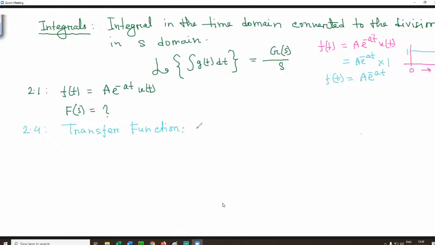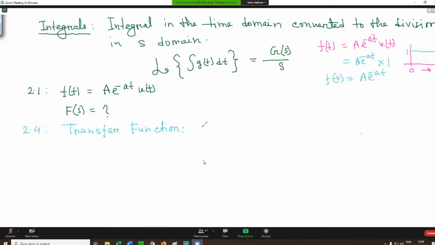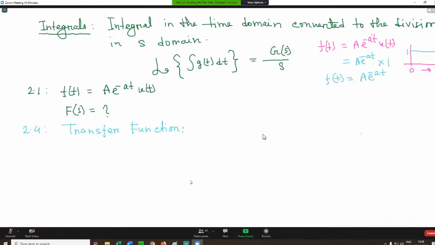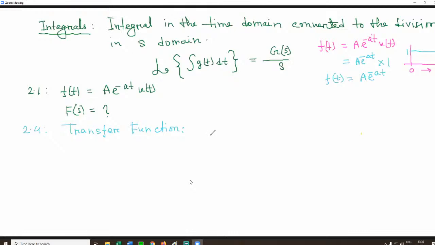There are two types of system. One is the closed loop system, the other is the open loop system. For both types of system, we have a transfer function. For the open loop system, we have a transfer function, and again for the closed loop system, we have a transfer function. You know that the transfer function represents the input-output relationship of a system.